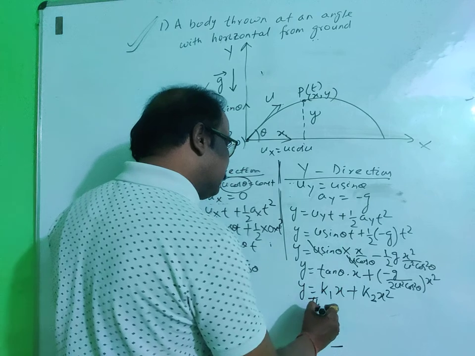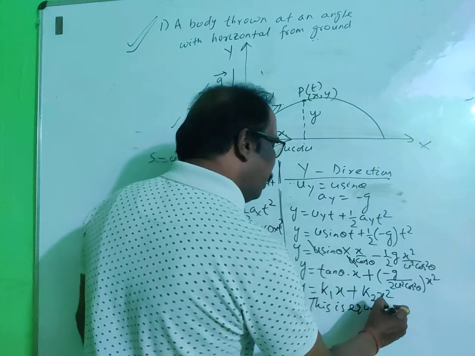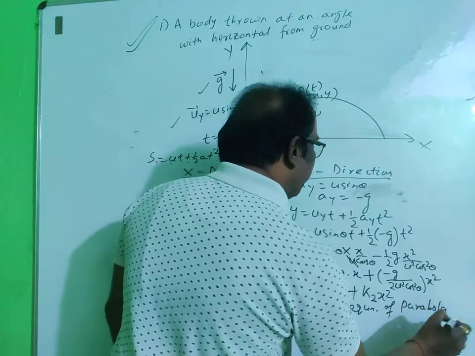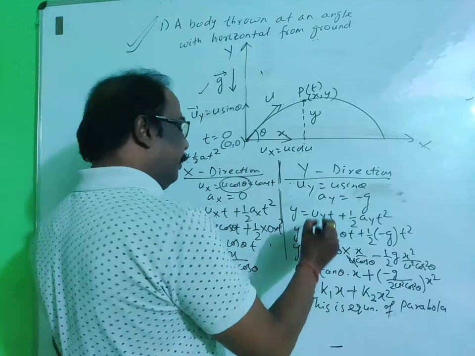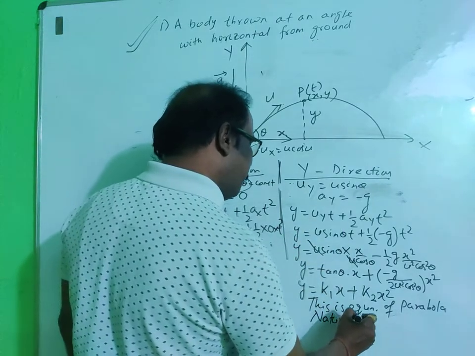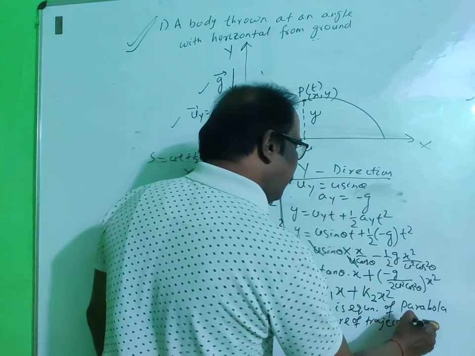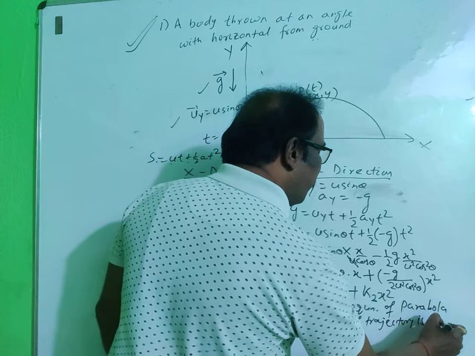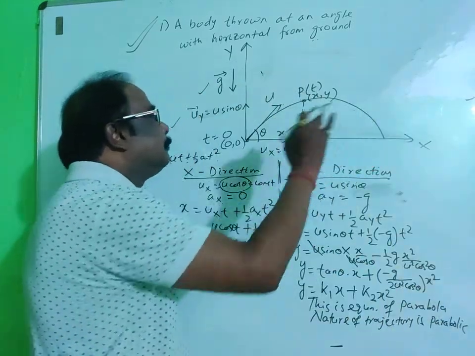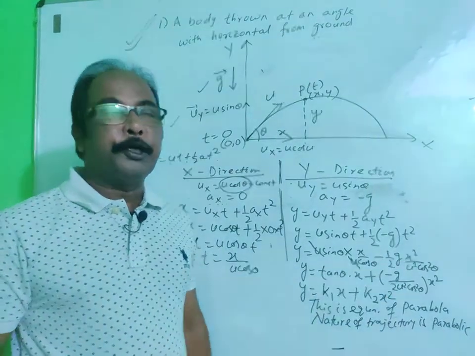So this is the equation of a parabola. So finally we may say the nature of trajectory is parabolic. This is a curved path. The name of this curve is parabola, in accordance with this equation.